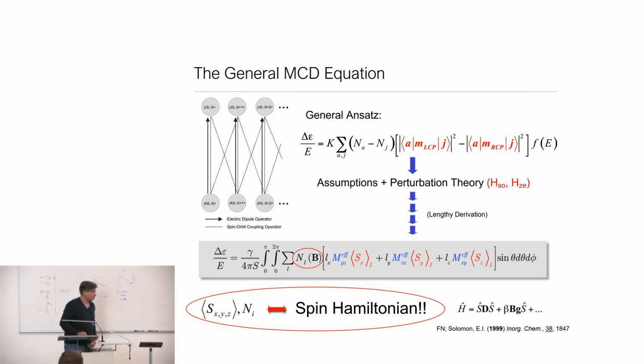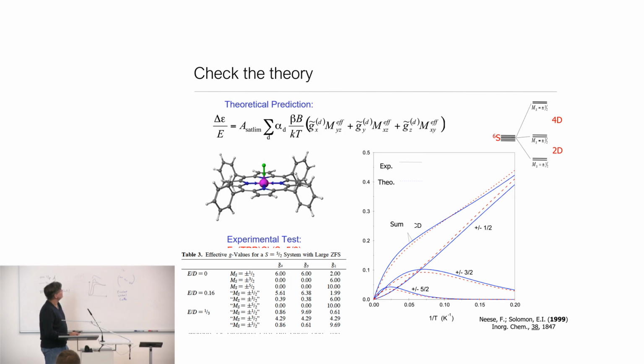So that's very nice. And there was a first test of that theory back in the day where people had measured the MCD response of a high spin iron 3 porphyrin. And that has an S equals 5/2 ground state with relatively large zero field splitting. And so you get 3 Kramers doublets. And all of these 3 Kramers doublets contribute to the MCD spectrum. And what that theory then allows you is to predict the weight with which each of these 3 Kramers doublets contribute to the MCD spectrum as a function of 1 over the temperature.